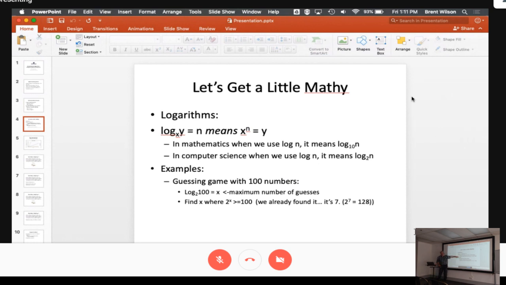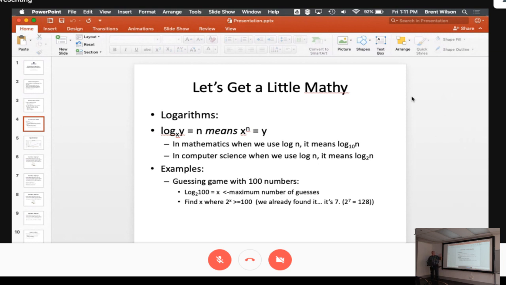So in mathematics, when we write log n without the base, it actually means a base 10 because we work in a base 10 system. Our number system's base 10. But in computer science or software engineering and programming, we're always typically working in a base 2 system, right? Binary. So when we write log n, it really means log base 2 of n. Now for the purpose of this presentation, I will always give you the base, just so that you know.